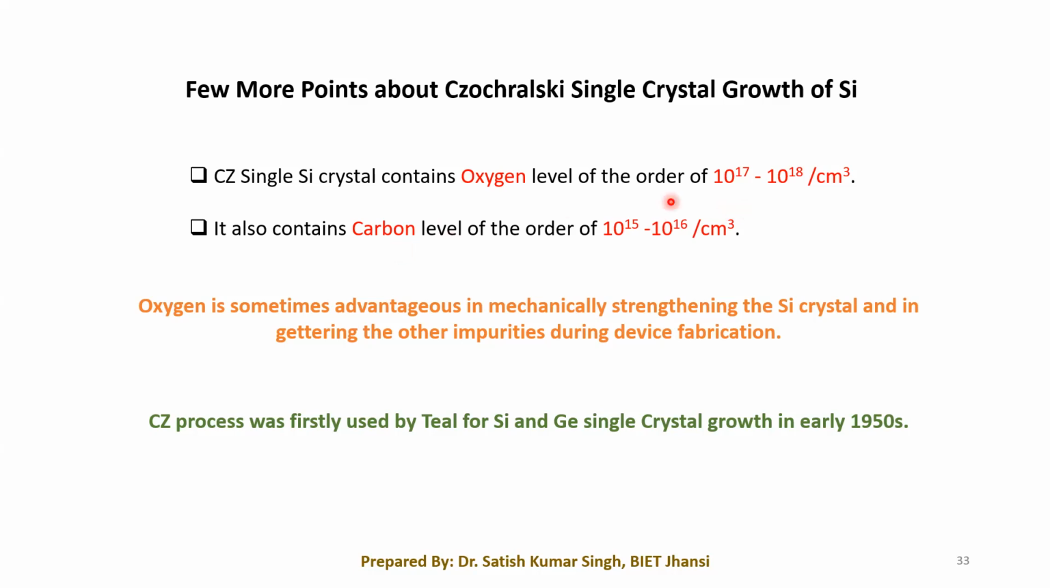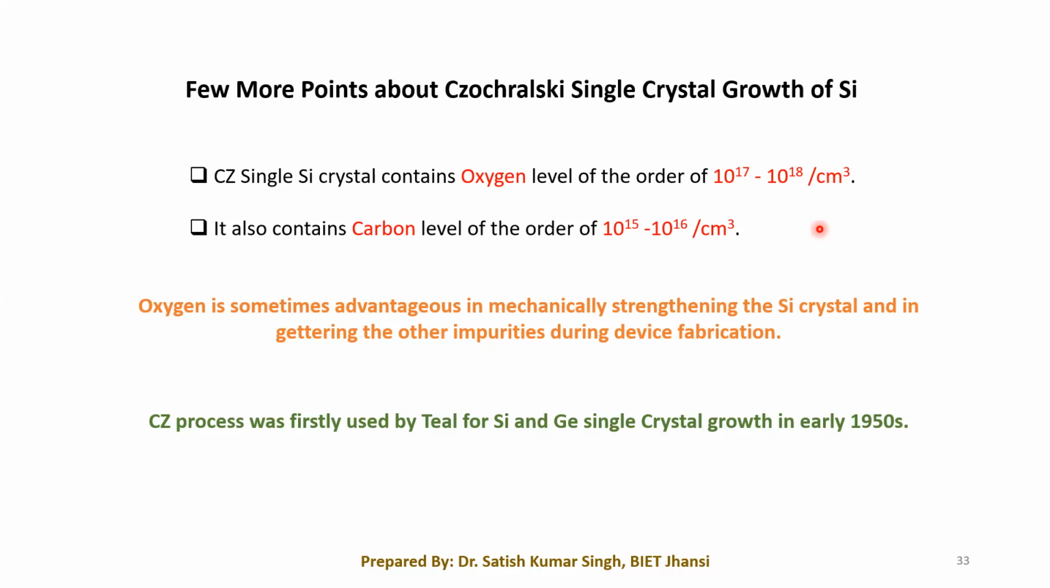So you can see these numbers. The order of oxygen that will be available in your single silicon crystal is the order of this much, you can see this number, 10 to the power 17 to 10 to the power 18 per centimeter cube. Similarly, you can have the carbon level of the order of 10 to the power 15 to 10 to the power 16 carbon atoms per centimeter cube. Okay, so this is the volume density of your oxygen level. So these are the impurities that will be incorporated.